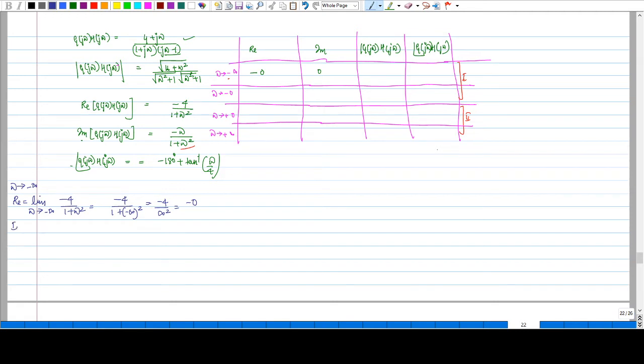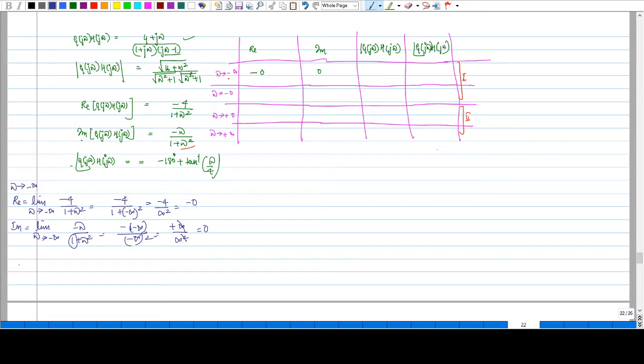Similarly, the imaginary part is equal to limit omega tends to minus infinity of minus omega divided by 1 plus omega square. So minus of minus infinity divided by 1 plus omega square, 1 can be ignored. So minus infinity the whole square. This becomes plus infinity by infinity whole square. This gets cancelled, this gets cancelled. So remaining is 0. So you will have minus 0 and 0.